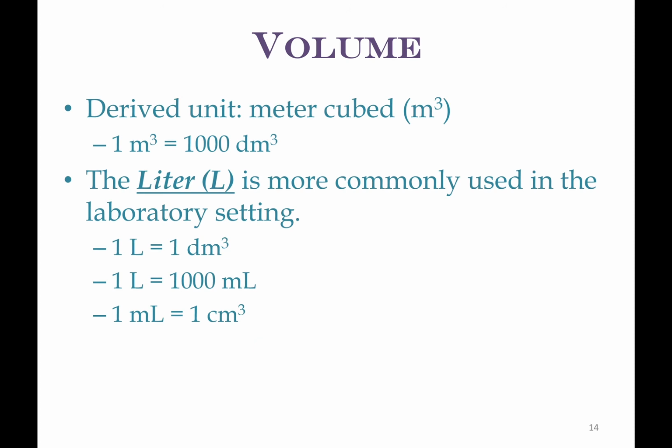Volume is our derived unit. 1 cubic meter is equal to 1,000 cubic decimeters. So something we use more commonly is the liter. Where does this come from?